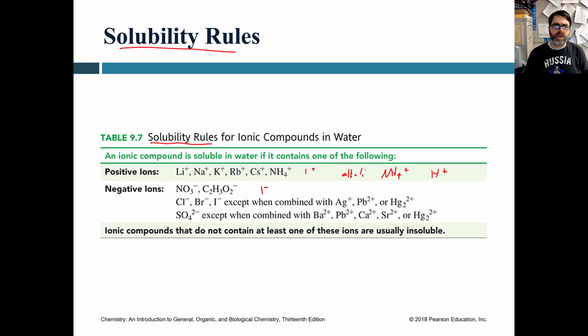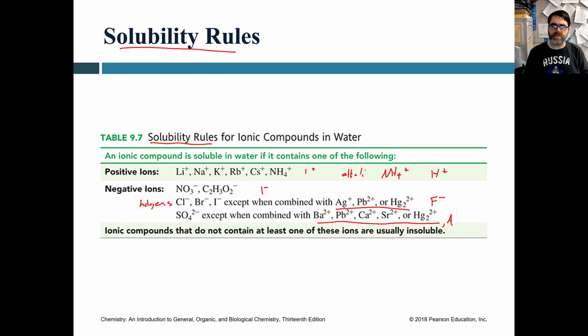Most of your -1 ions are going to be soluble, although there are some exceptions when we get into the halogens, when they are combined with certain heavy metals. It also turns out that fluoride is so electronegative that it never wants to let go of what it's holding on to, and so fluoride ions are insoluble. And sulfate is also insoluble except when combined with certain heavy metals.